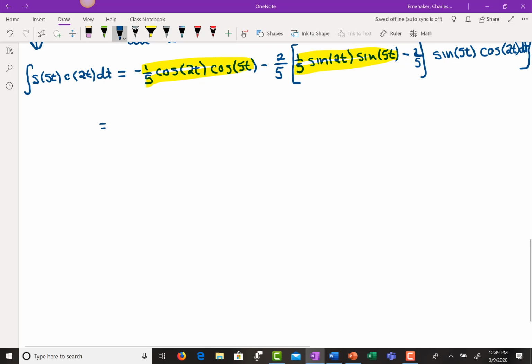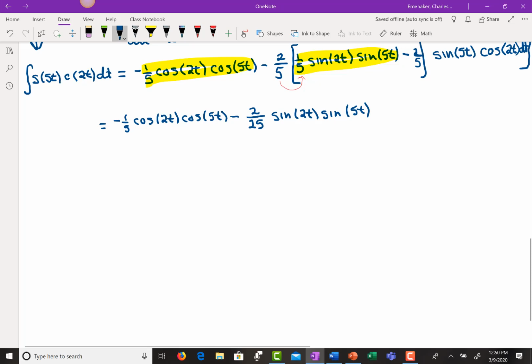This is going to give us a negative 1/5 cosine of 2t cosine 5t minus 2/25, because I'm taking this times that, sine of 2t sine of 5t. Well, gosh, they're not going to cancel out at all because the one's all cosines and the other's all sines, isn't it? So regardless of the coefficient, they're not canceling anyway.